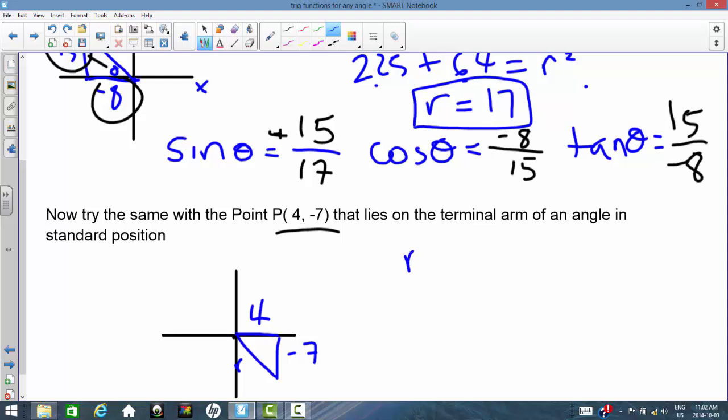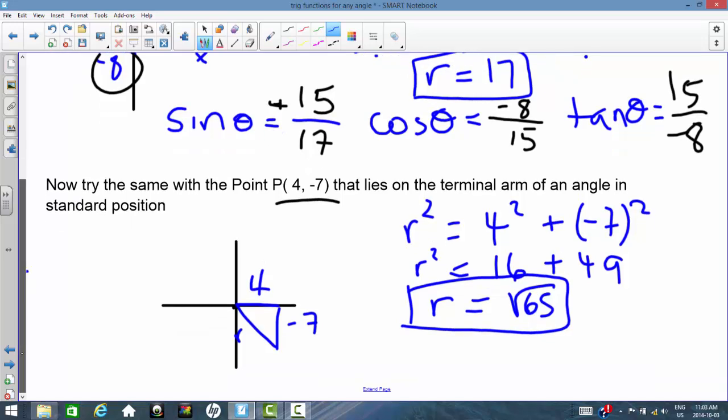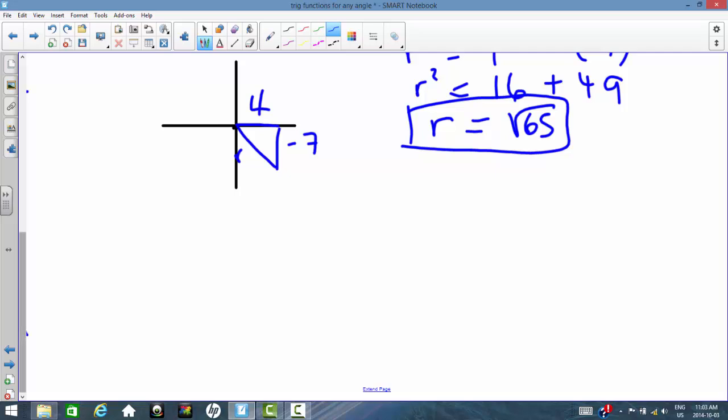So you go r squared equals 4 squared plus negative 7 squared. Again, you can write it in the opposite order, whatever makes the most sense to you. r squared equals 16 plus 49, which then r is equal to the square root of 65. And we're just going to leave it like that. We're going to leave it as the square root of 65 because we want to have the exact values for sine, cos, and tan.